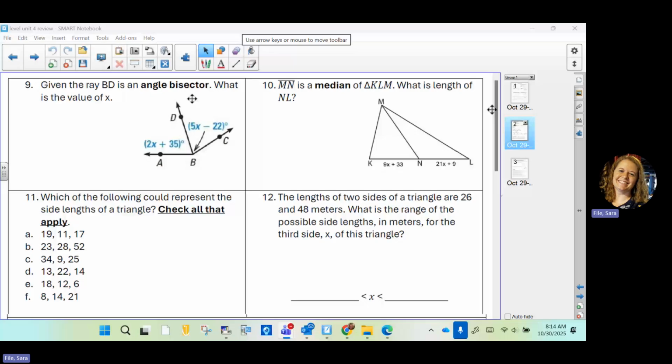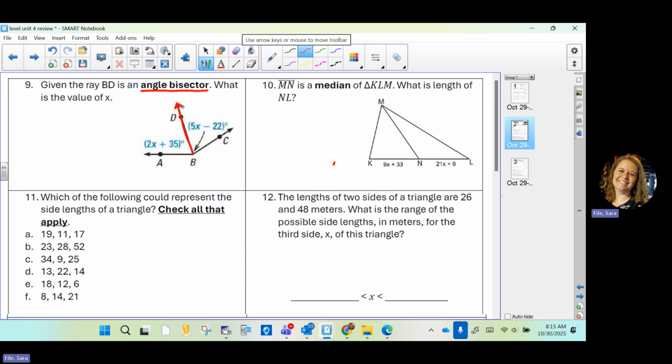Page of our Unit 4 review. So we're looking at number 9. It says, given ray BD is an angle bisector, what is the value of X? So in this image, we have to know what an angle bisector does. It says BD is the angle bisector.